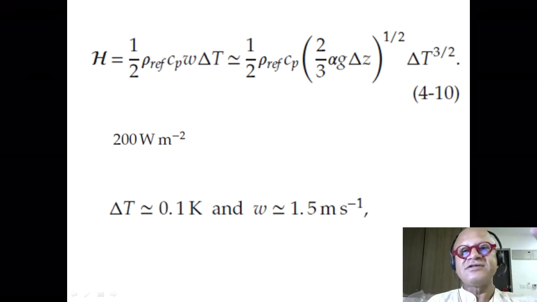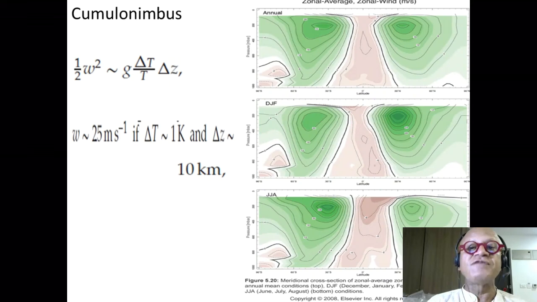W and delta T is the amount of heat that is being moved, amounts to approximately 1/2 of 2/3 alpha g delta Z to the 1/2, and delta T to the 3/2. Okay. So again, approximate numbers of 200 watts per meter squared from the estimates in the book. A change of 0.1 K is typical, resulting in vertical motion of 1.5 meters per second. This is in a cumulus convection. Obviously, you expect much larger changes in cumulonimbus.